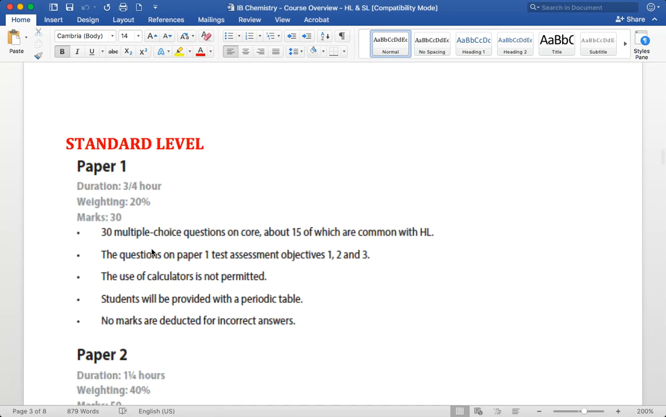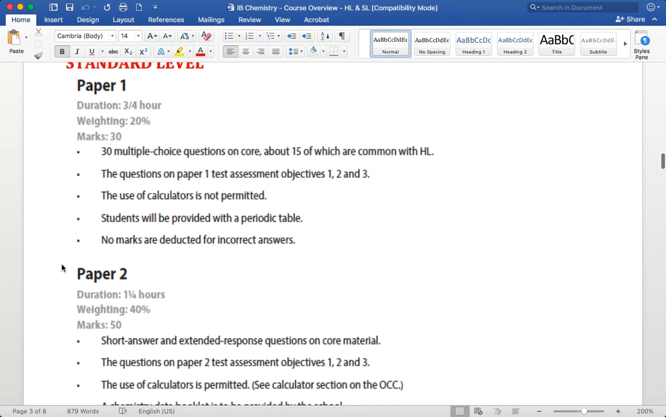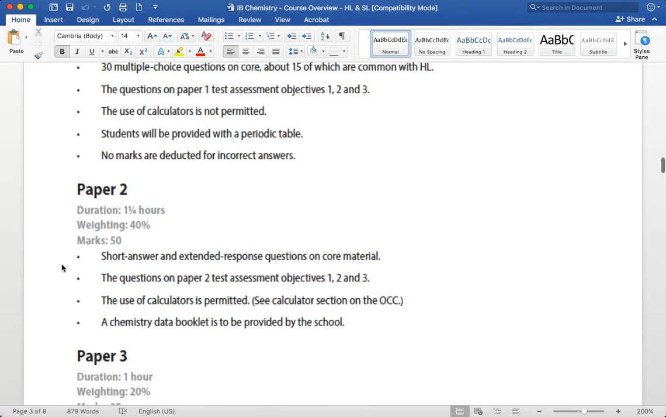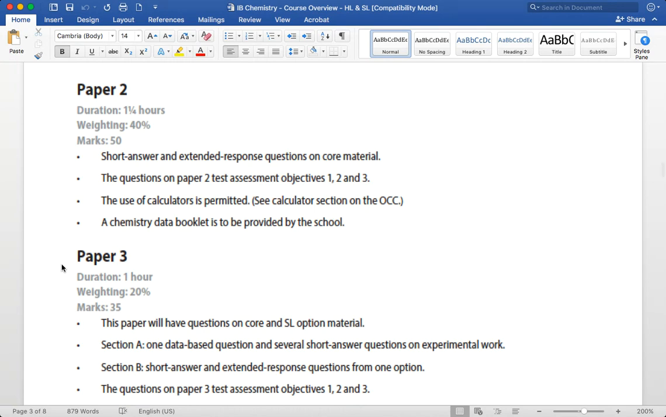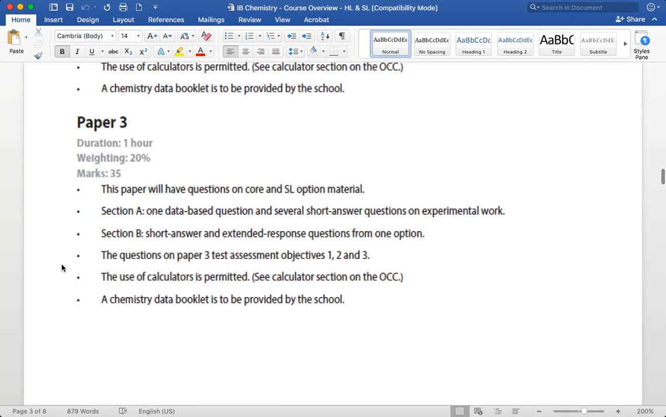The difference for the standard level is clearly that the exam is shorter and it also covers less material because you haven't had to do all the additional higher level extra material. So paper 1 is 30 marks and 45 minutes long. Paper 2 is 50 marks and an hour and 15 minutes long. And paper 3 is 35 marks. And still section A, section B.